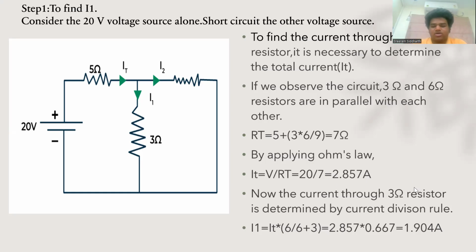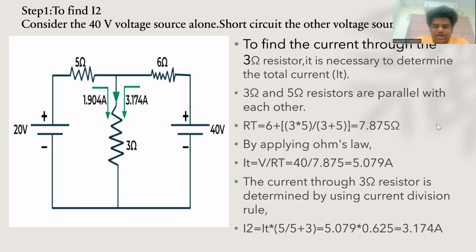I1 we'll be getting as 1.904, and in step 2 we'll be finding I2.